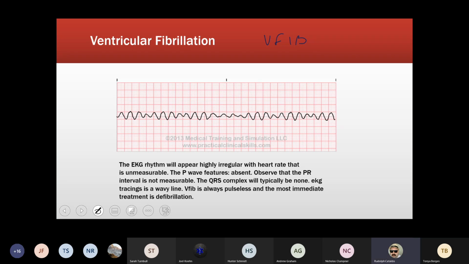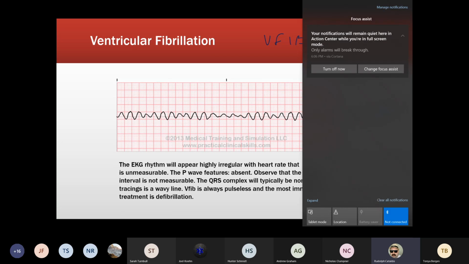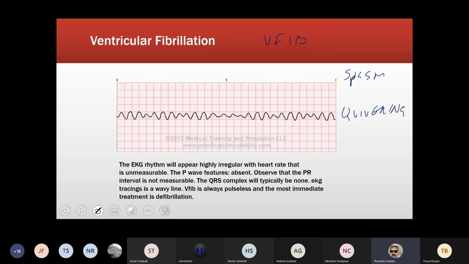Spasming, or quivering. That is the heart spasming or quivering. Okay, nine or ten times out of ten, if your patient is in this rhythm, they will not have a pulse, because there are no complexes. There's no heartbeat. Heart rate is 0 at this point.